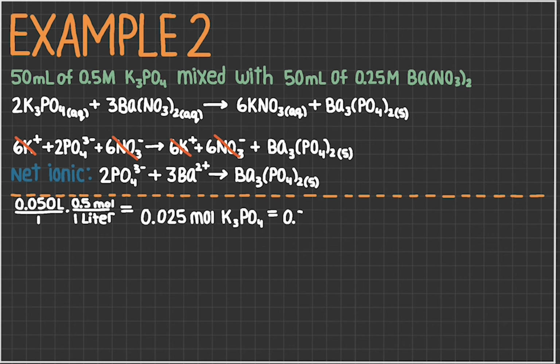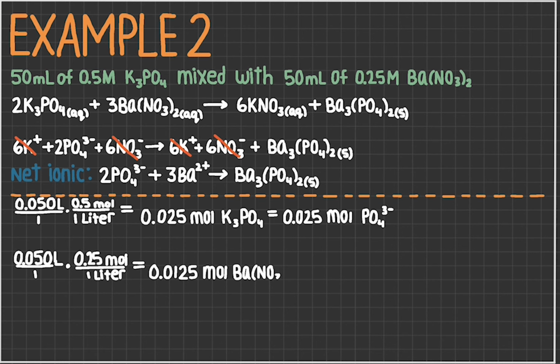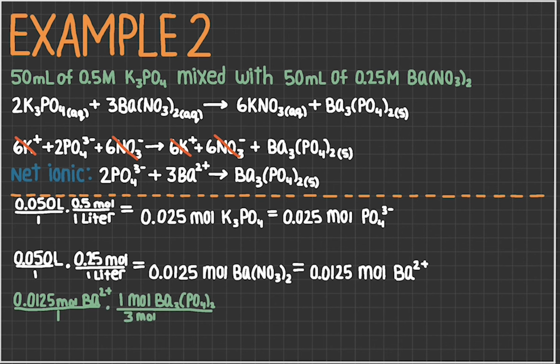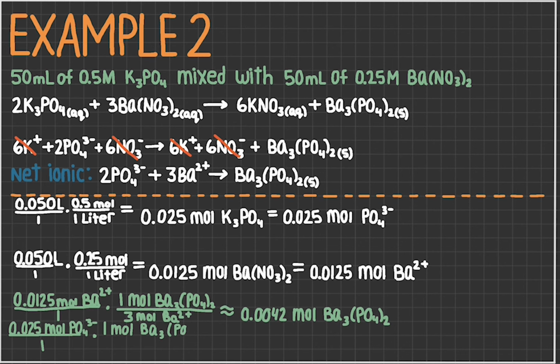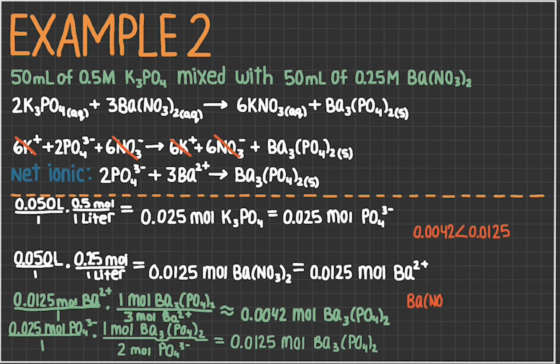Now with 0.0125 moles of the barium ion times 1 mole of barium phosphate per every 3 moles of the barium ion, that will give us a yield of about 0.0042 moles of barium phosphate. Now with the phosphate ion, we have 0.025 moles of the phosphate ion times 1 mole of barium phosphate per every 2 moles of the phosphate ion. That gives us about 0.0125 moles of barium phosphate. Now 0.0042 moles is certainly less than 0.0125 moles, so we have barium nitrate as the limiting reactant.